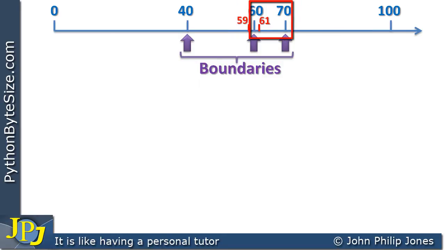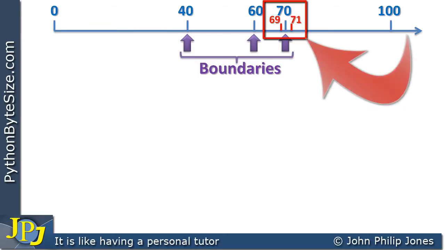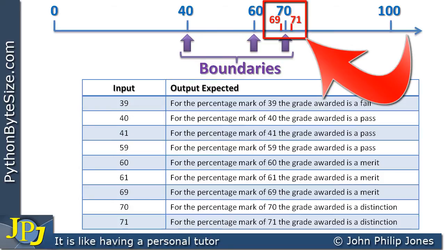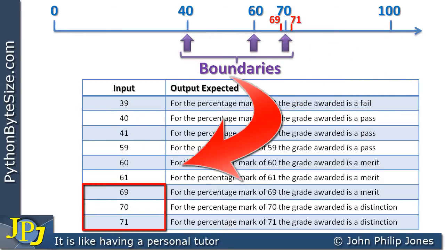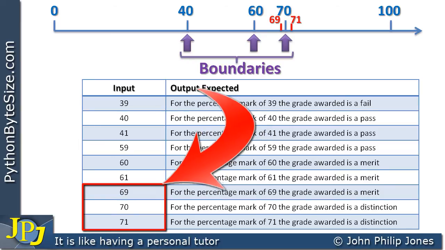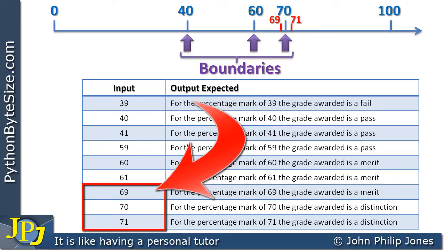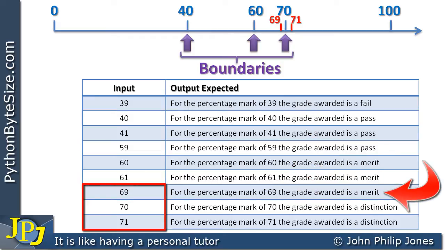And here for the 70, I've gone 69, 70, 71% as my input, and here's my data, and here is my test plan. You can see for the 69, 70, 71, I've put this here in my test plan, and when we enter 69, we get the output shown here. For the percentage mark of 69, the grade awarded is a merit. When we input 70, we want the output string to be, for the percentage mark of 70, the grade awarded is a distinction. When we enter 71, we want the output to be, for the percentage mark of 71, the grade awarded is a distinction.